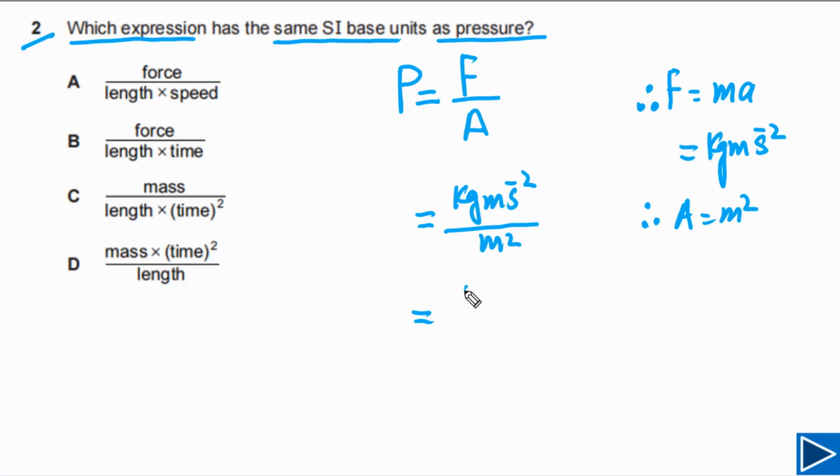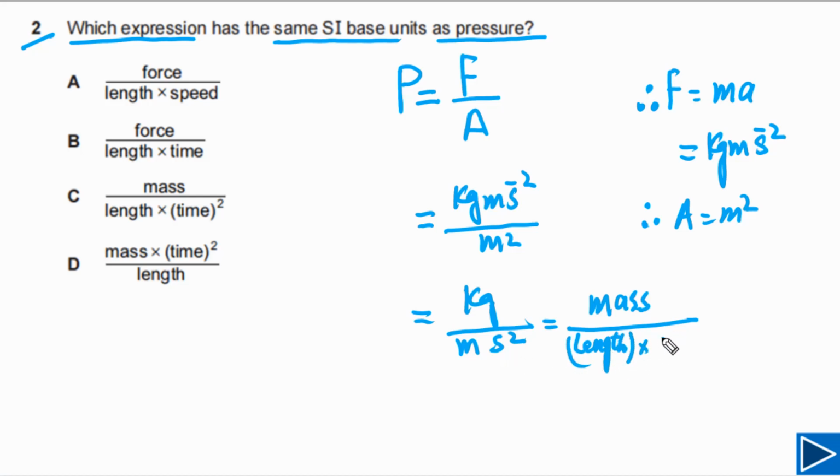Now if we simplify this, we can write kg over meter second squared. Kilogram is the unit of mass, so the quantity is mass. Meter is the SI unit of length, so we write length here. And second is the SI unit of time, so we write time squared here. Now we need to compare this with the given options. If you look at option C, this is the correct option.